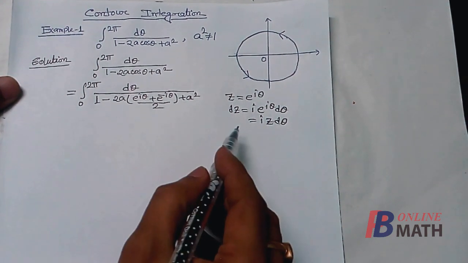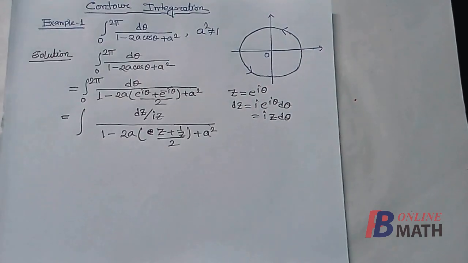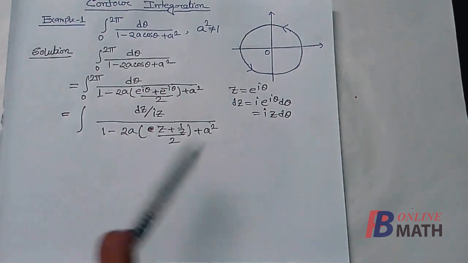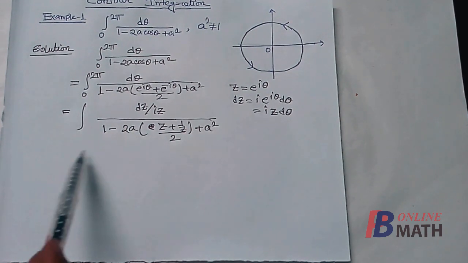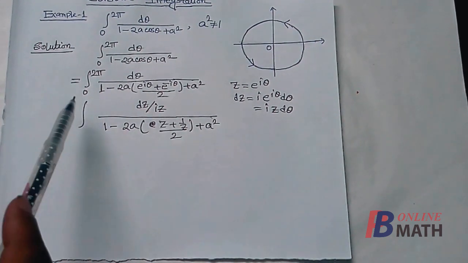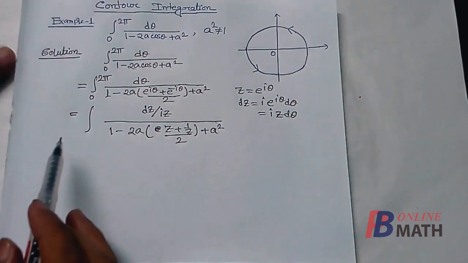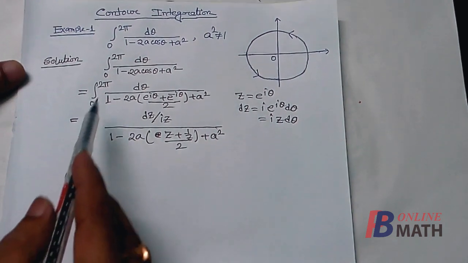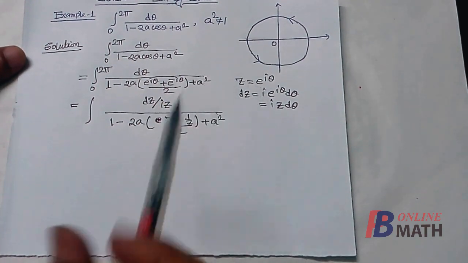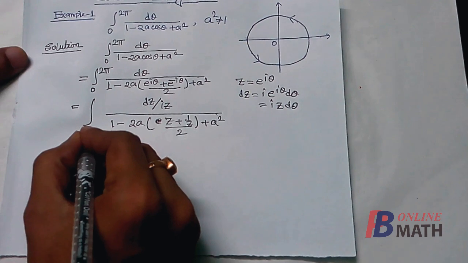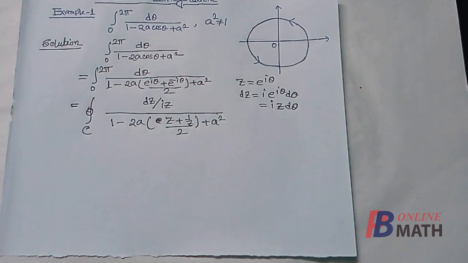Now we replace all these values in the main integral. Here we have replaced all the values of e to the power i theta and d theta. Now the limits of this integral. Here we see that if theta equals 0, then the point z represents this point. As theta moves from 0 to 2 pi, z traverses this unit circle, which is denoted by, suppose, C. So we denote this contour by capital C, and the orientation is anti-clockwise.